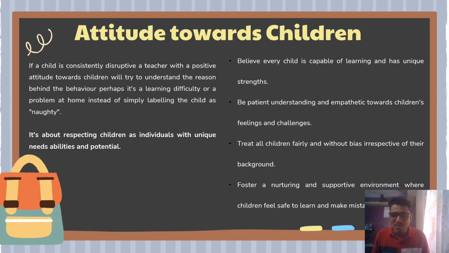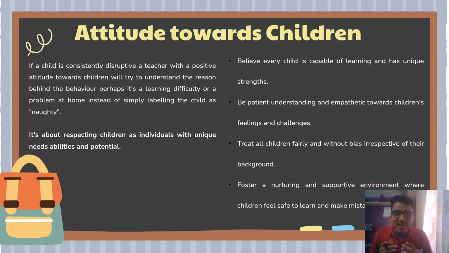Now, attitude towards children. Again, with an example, if a child is consistently disruptive, a teacher with a positive attitude towards children will try to understand the reason behind the behavior. Perhaps it's a learning difficulty or a problem at home, or there are several problems why a student can behave in a very disruptive manner in a classroom. So instead of just labeling the student as a problematic student or a naughty student or not a good student, not a focused student, we need to look at the reasons.